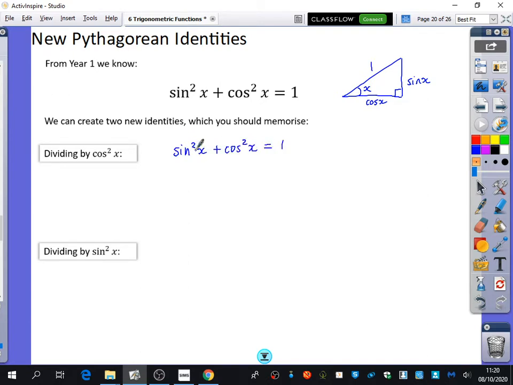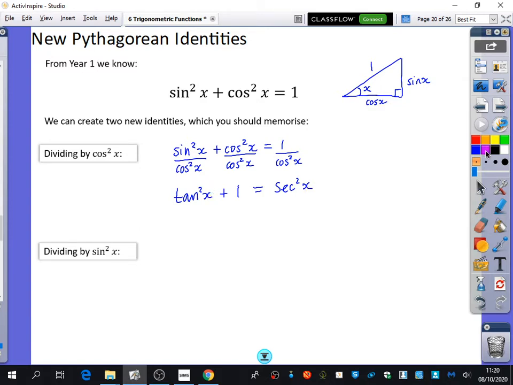And I'm just going to do each single piece divided by cos squared. So I'm going to divide this by cos squared x, this by cos squared x, and this by cos squared x. What do you think sine squared over cos squared is? It is tan squared. So we have tan squared x. Cos squared x over cos squared x is 1. And 1 over cos squared is sec squared x. Okay? Tan squared x plus 1 equals sec squared x.